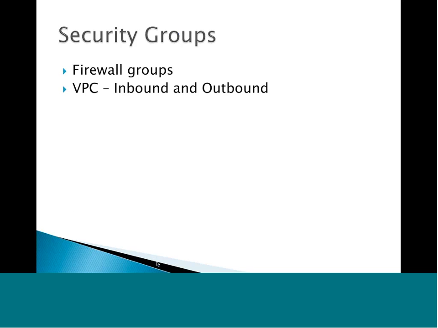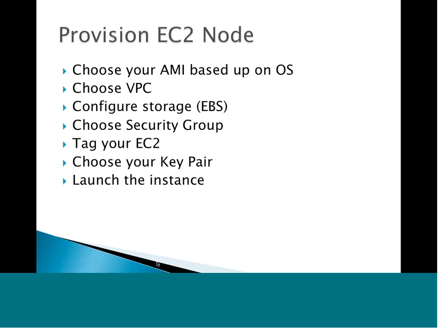And I have shown you about security groups as well. Now we will go through provisioning the EC2 nodes. First, we have to choose the AMI based upon the OS. Then we have to choose the VPC.